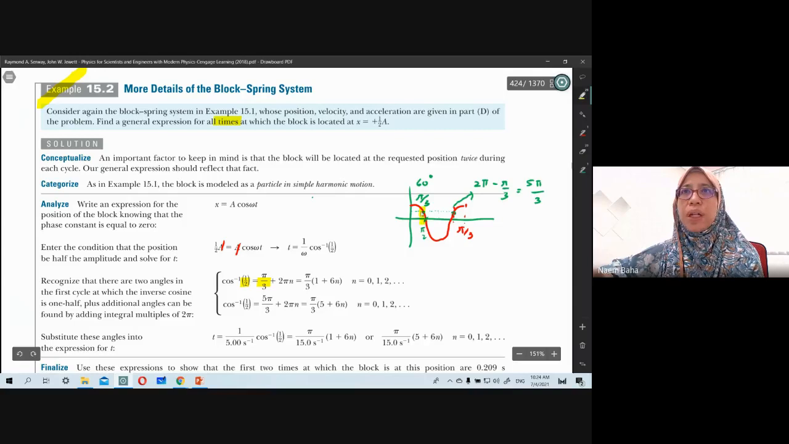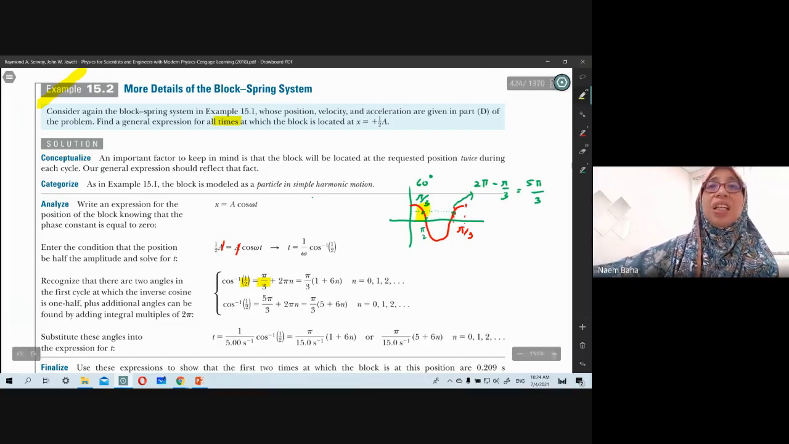This is where, sorry, hold on. My line simply disappeared. Alright. So this is our pi over 3 just now, being half of it. Pi over 3, which is 60 degrees.